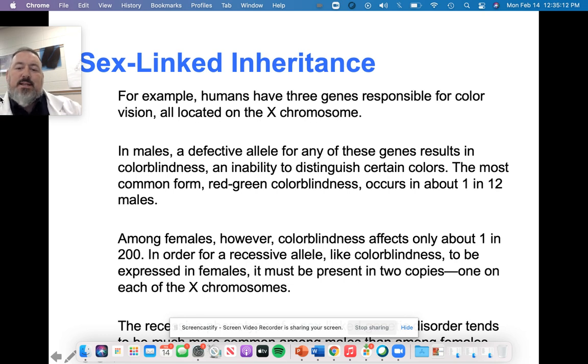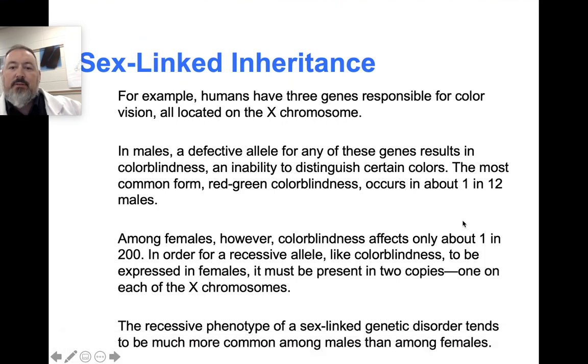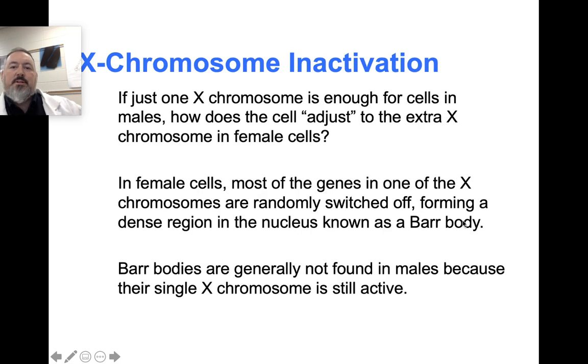In order for a recessive allele, like color blindness, to be expressed in females, it must be present in two copies, one on each of those X chromosomes. So the recessive phenotype of a sex-linked genetic disorder tends to be much more common among males than it is among females.